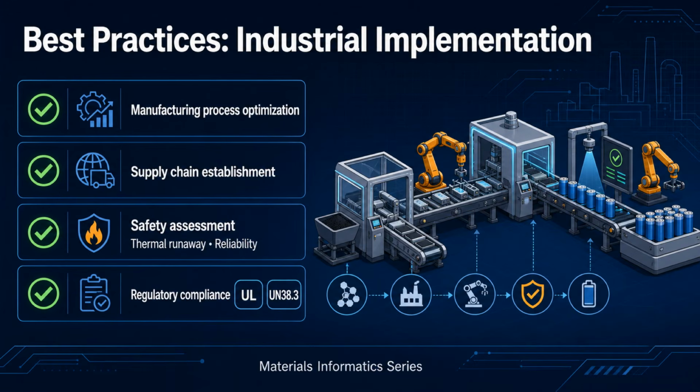Moving from lab to factory introduces new challenges. Scale-up may change optimal parameters due to different mixing, coating, and thermal conditions. Manufacturing process optimization is often more impactful than material optimization. Supply chain establishment ensures reliable access to optimized materials at scale. Safety assessment, including thermal runaway testing and long-term reliability validation, is essential. Regulatory compliance with standards like UL and UN 38.3 must be verified early.